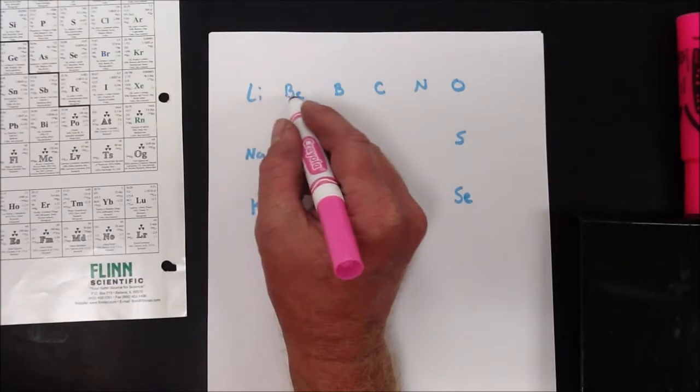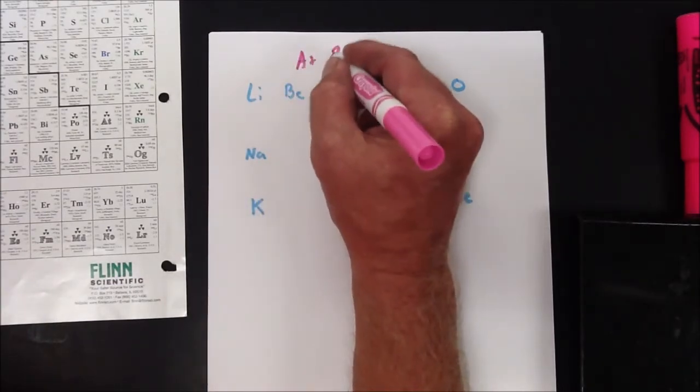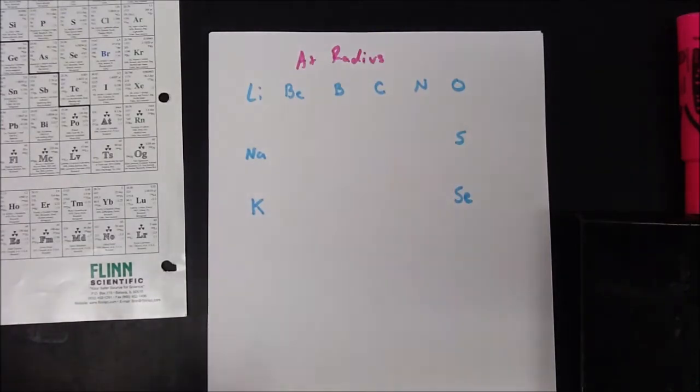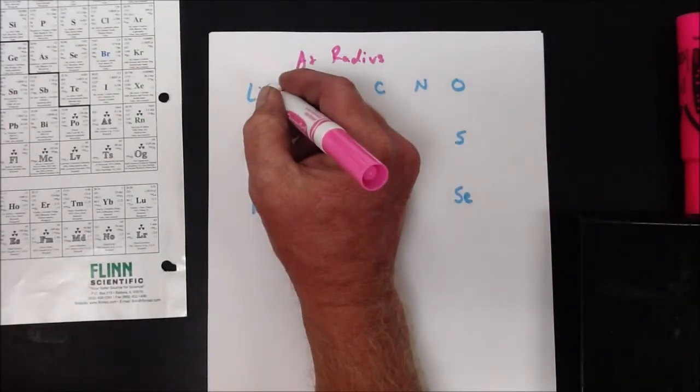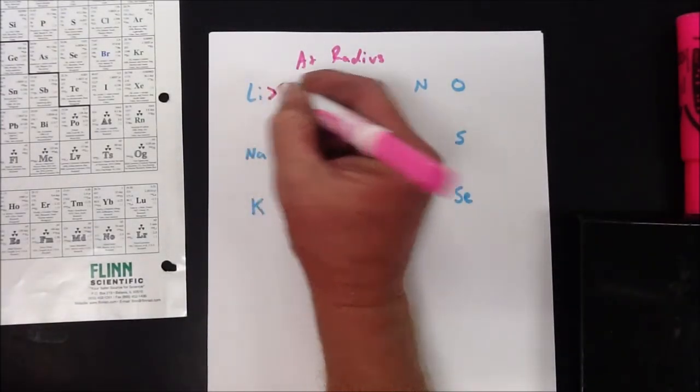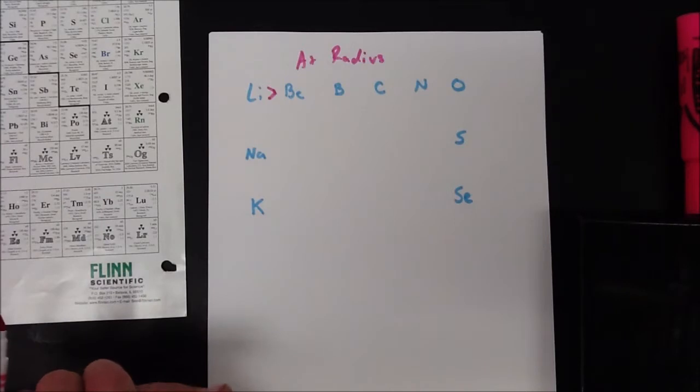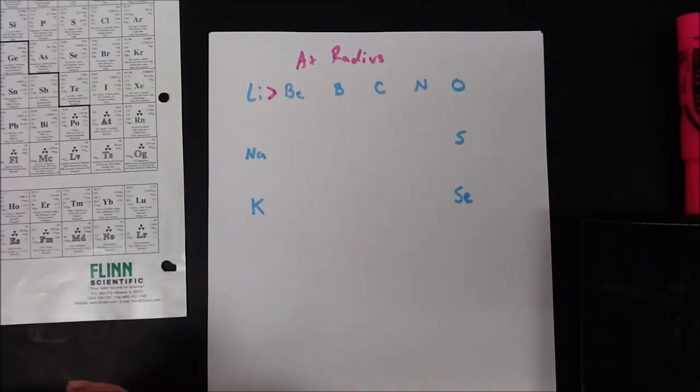And if I wanted to make a prediction about the atomic radius of lithium compared to beryllium, first off, I'm going to predict that lithium is larger than beryllium. And this is a continuation of my previous video, because we learned that beryllium is going to be smaller because they have essentially the same shielding effect, same number of layers of electrons, 2 layers, series 2, but beryllium has a more effective nuclear charge.